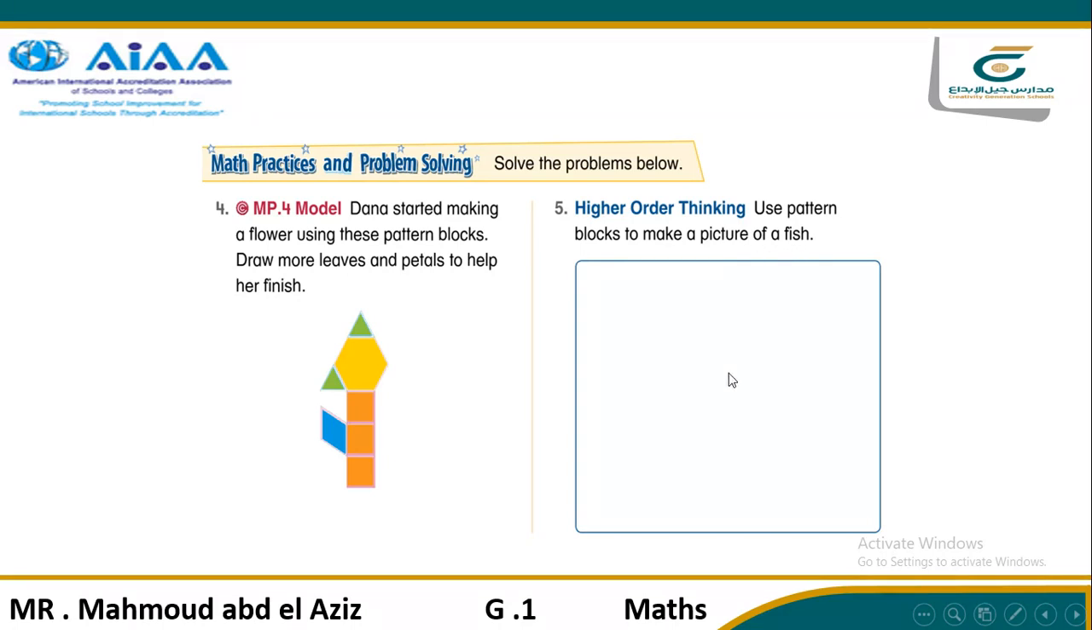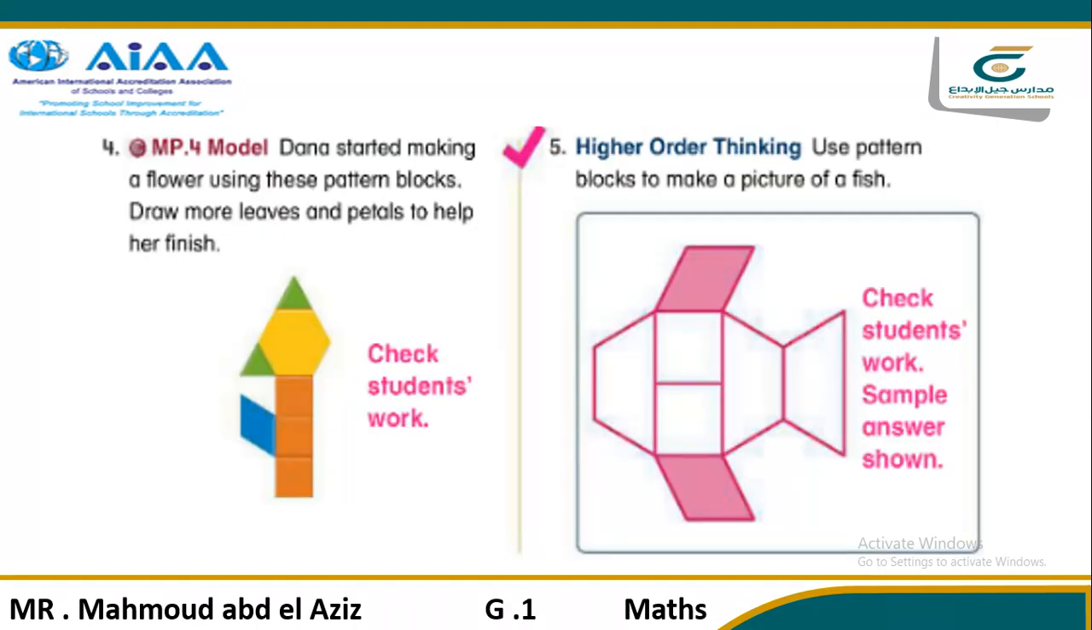Think how you can draw a fish with our 2D shapes. Let's find our answer. We have here a fish. We have here 2 parallelograms, that's the first one and this is the second, and 2 squares, 1 and 2, and we used 3 trapezia, the first one here and the second one and the third. So we have here 3 trapezia, the shape with 4 sides, and 2 squares and 2 parallelograms like this. So we draw a fish.